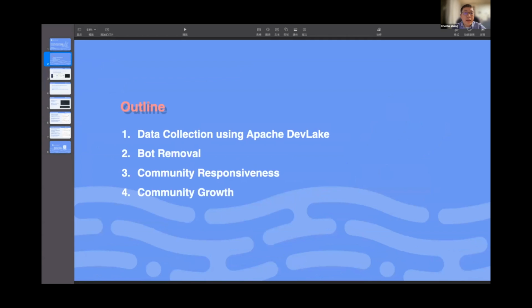My topic today is community responsiveness studies with Apache DevLake. Here's the outline. After a brief introduction to Apache DevLake, we'll delve into the data and look at several large organizations and their open source communities, focusing on issues and pull requests responsiveness, as well as contributor growth. But first things first, what's Apache DevLake and its relation to Merico, the company?